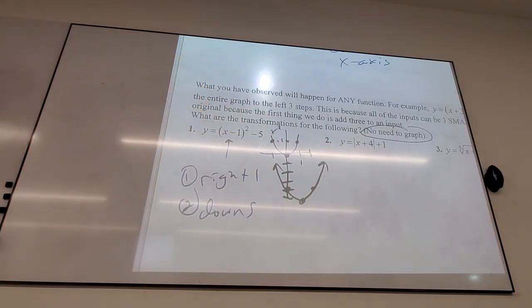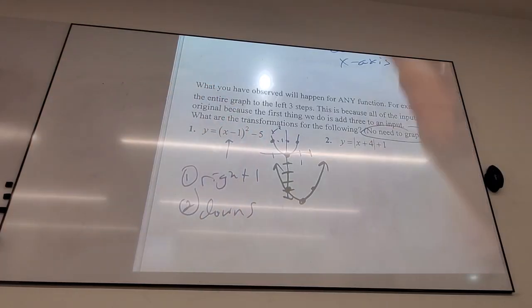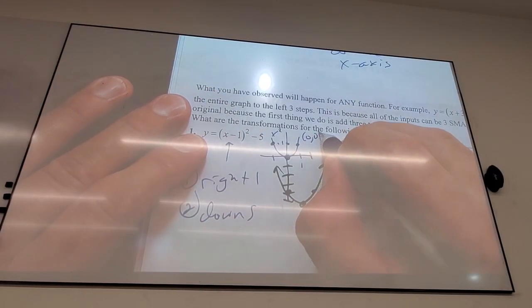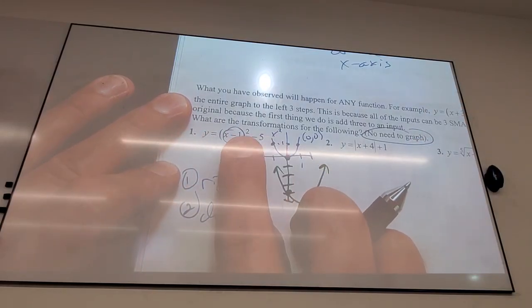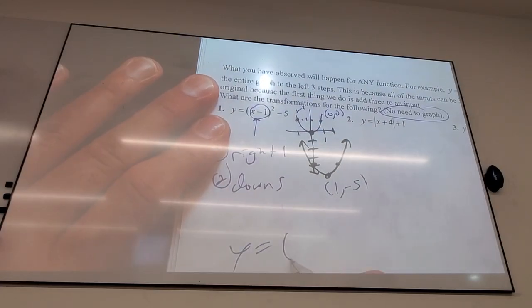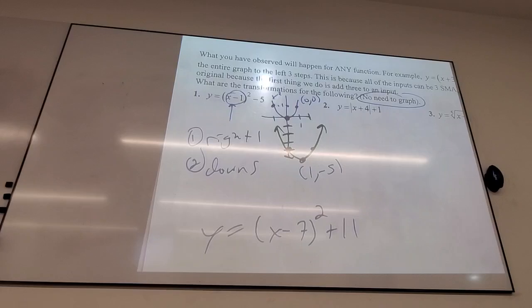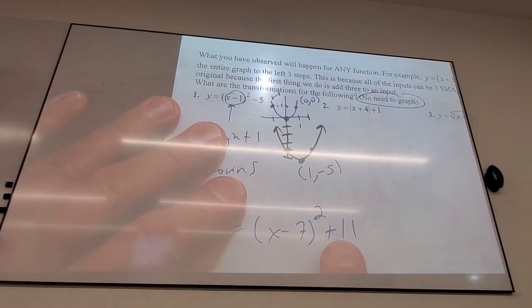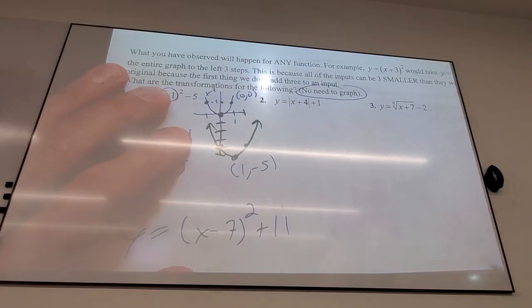Can somebody tell me, where was the vertex at first? 0, 0, right? Where's the vertex now? 1, -5. So where would the vertex of this parabola be? 7, 11. To be really honest, I wouldn't even think about it. The minute I finished writing it, I'm like, okay. I really, somewhere in the back of my brain I did, I'm sure about it.